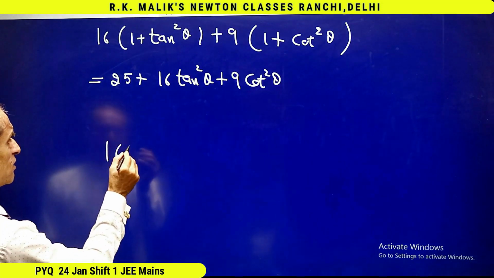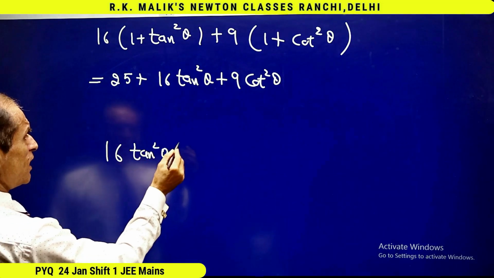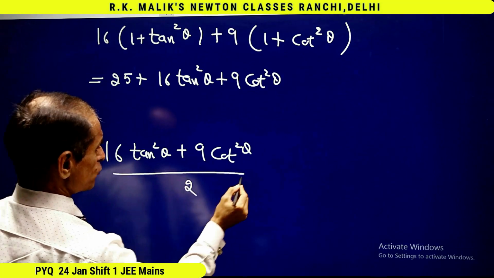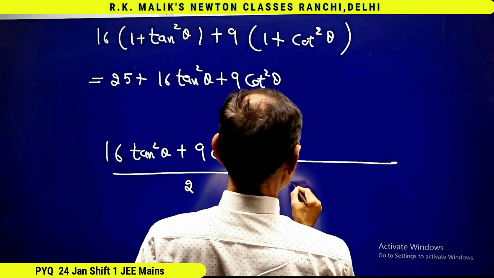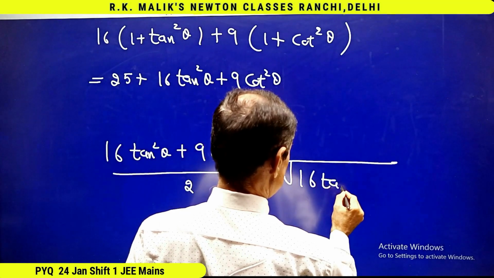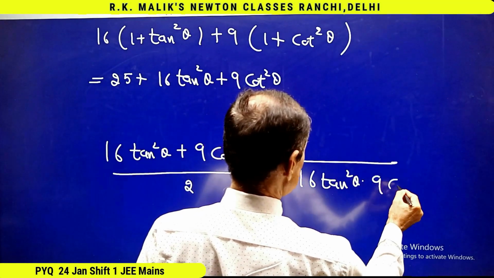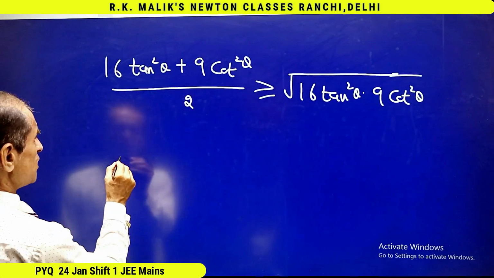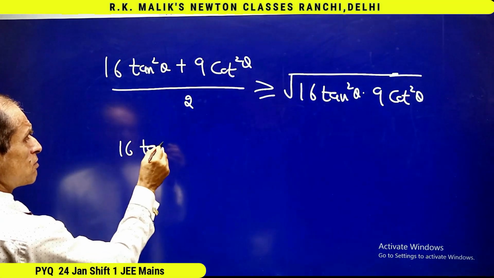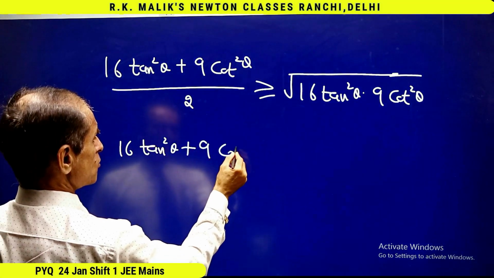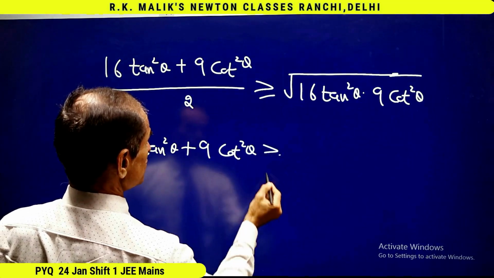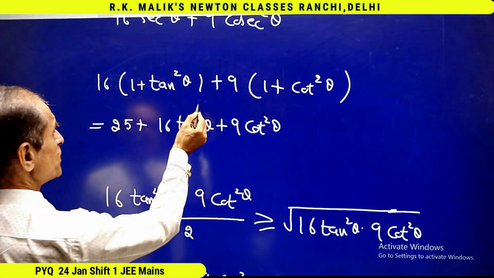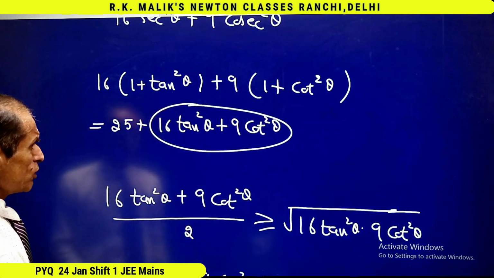that (16 tan²θ + 9 cot²θ)/2 is clearly greater than or equal to √(16 tan²θ × 9 cot²θ). That is, I will get 16 tan²θ + 9 cot²θ is greater than or equal to 24. Hence, the minimum value of this I have got is 24.